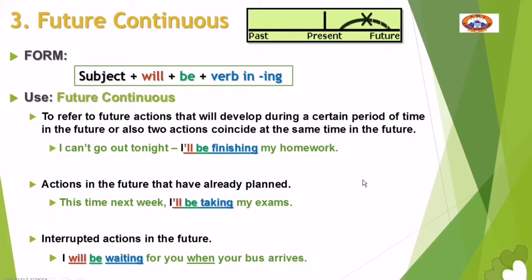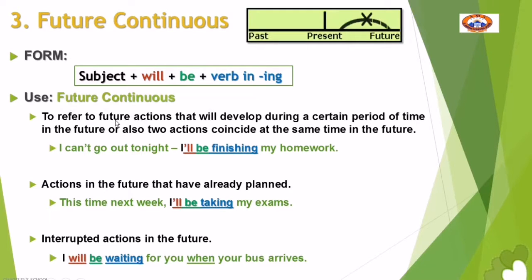Future continuous. Okay, I have future simple and future continuous. Like what? We use it as a subject, will, be, plus verb in ing form. Will, be, it's a verb to be, as it is in the infinitive form. Okay? Because we have will, then after it comes the infinitive form. Then the verb in ing form.